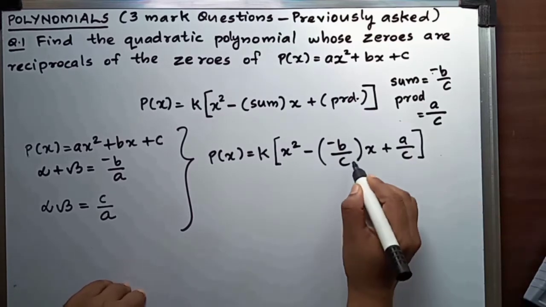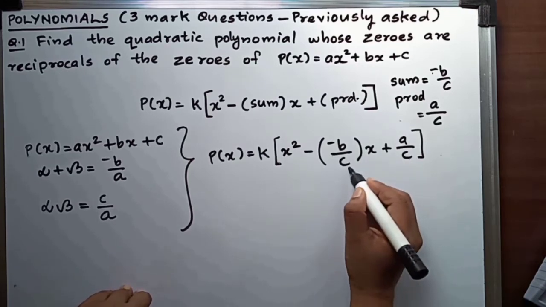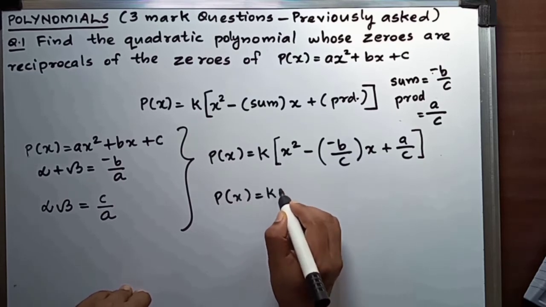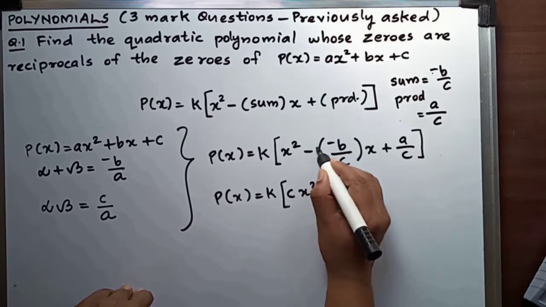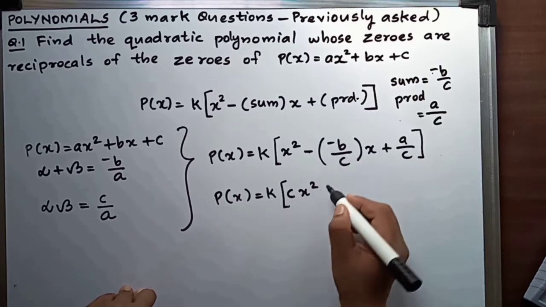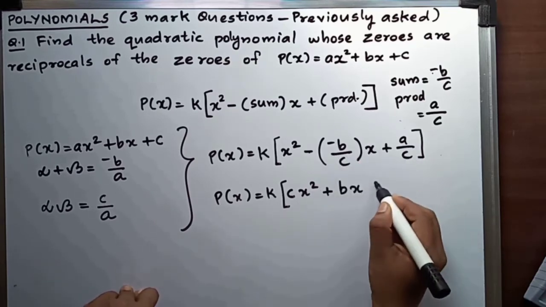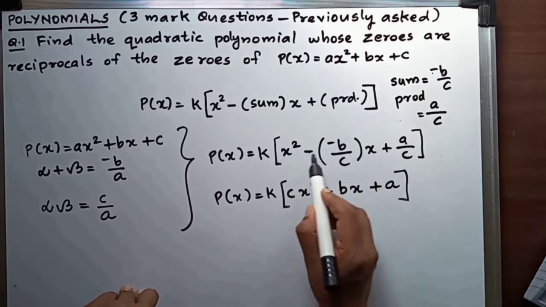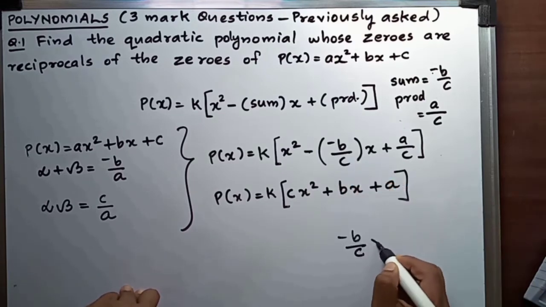Okay. Now here and here, see, the denominator is c. That means we can just multiply each and every term by c. C x square. Here minus of minus, two negative symbols coming together, means it is positive, plus bx here plus a. See, we have multiplied each and every term by c. See, minus b by c into c.